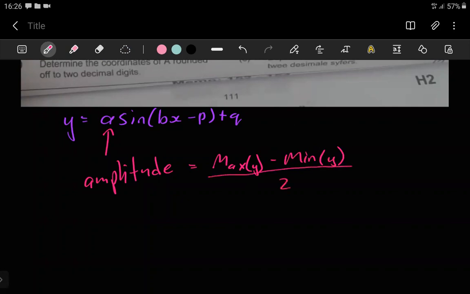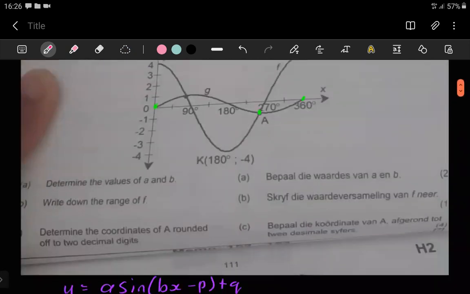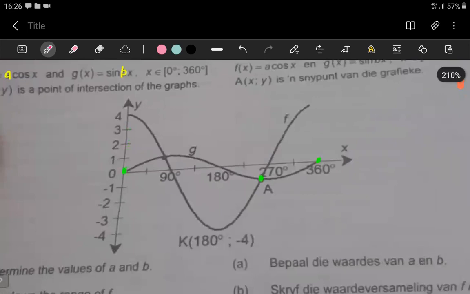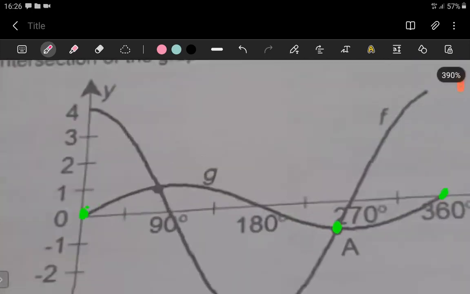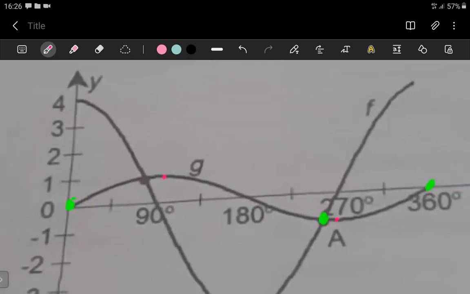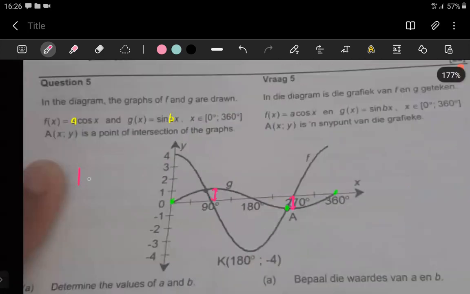This will always be the amplitude. That's what you always need to do to get the amplitude, or sometimes your sketch will give you the amplitude. For example, if you look at this graph of G, the highest value our graph goes to is 1. The lowest is -1. So the amplitude here is going to be 1 minus -1 over 2, which is 2 over 2, which is 1.